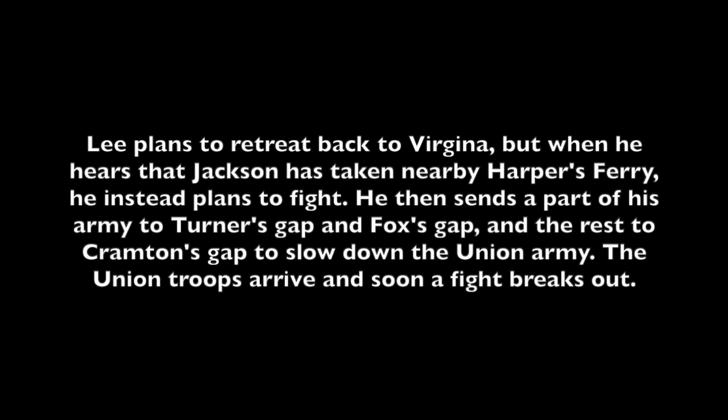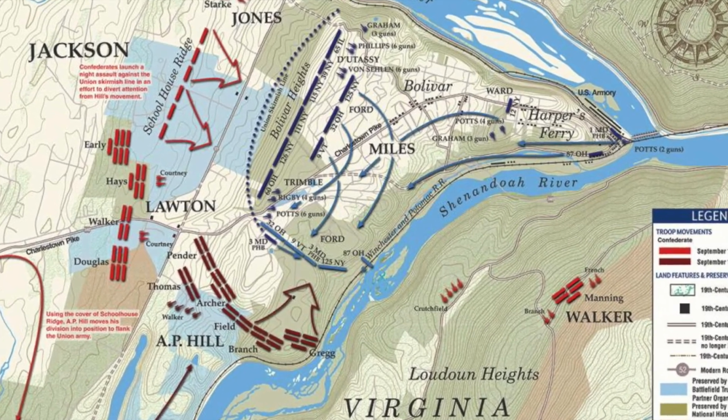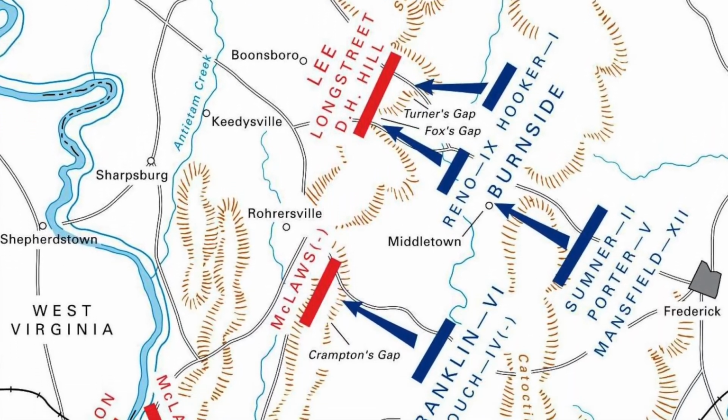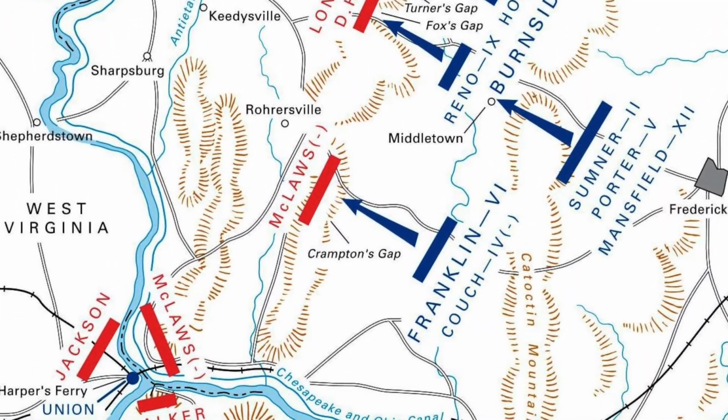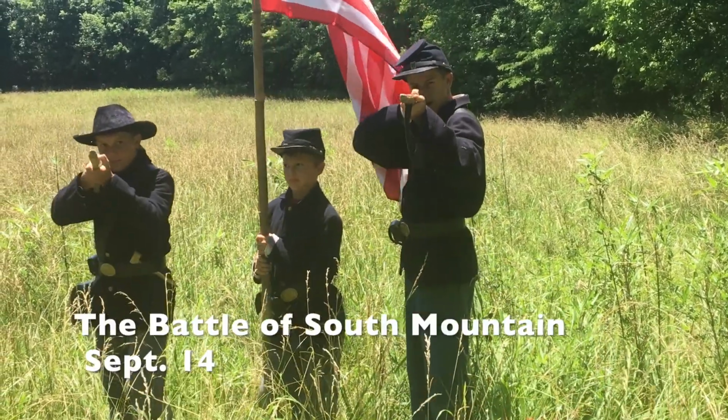Lee plans to retreat back to Virginia, but when he hears that Jackson has taken nearby Harper's Ferry, he instead plans to fight. He then sends a part of his army to Turner's Gap and Fox's Gap, and the rest to Crampton's Gap to slow down the Union Army. The Union troops arrive, and soon a fight breaks out.